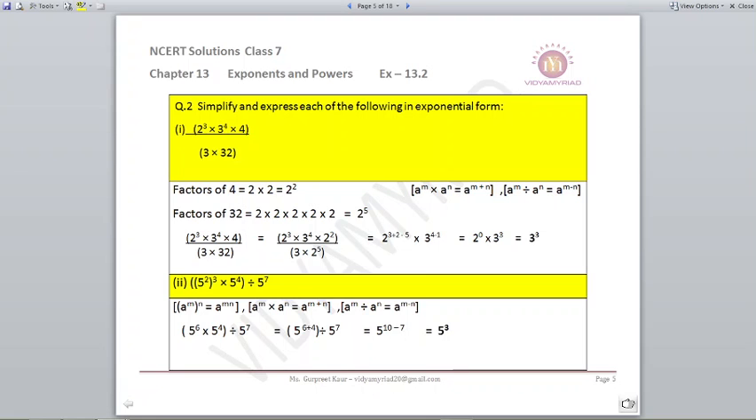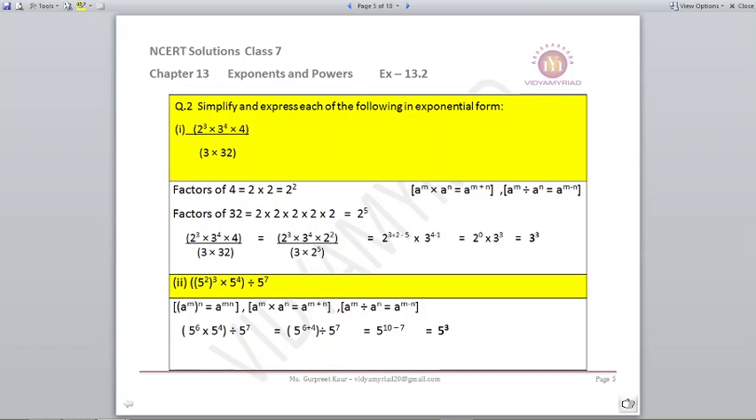So your situation is 2 raised to power 3 plus 2 minus 5 multiplied by 3 raised to power 4 minus 1. So this will give you 2 raised to power 0 multiplied by 3 raised to power 3. Now what is 2 raised to power 0? It is 1. Anything raised to power 0 is 1. So 1 multiplied by 3 raised to power 3, answer is 3 raised to power 3.